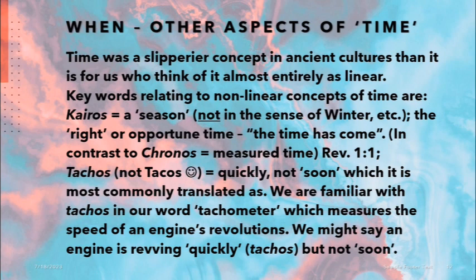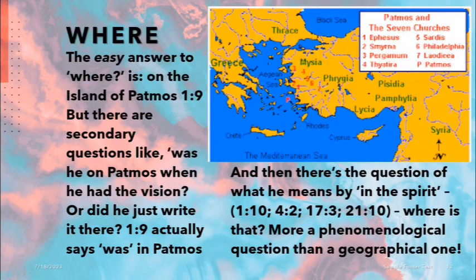W is where. Where was John when he wrote the book of Revelation? Well, the easy answer is on the island of Patmos, which is what it says in verse 9 of chapter 1. But there are probably secondary questions, like, was he on Patmos when he had the vision, or did he just write Revelation there? Verse 9 actually says he was in Patmos, which may mean that he had the vision on Patmos and wrote the letter somewhere else. And then there's the question of what John means by in the Spirit, which is a phrase he uses 4 times. Where is that? It's probably more a phenomenological question than a geographical one, though.